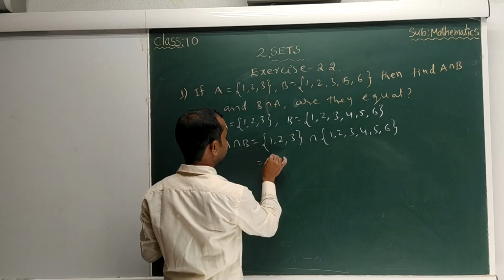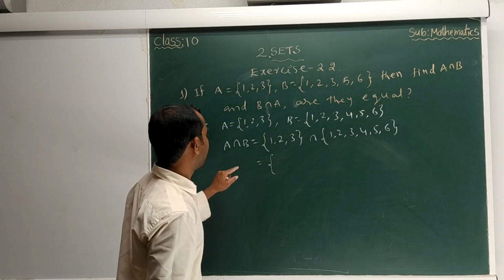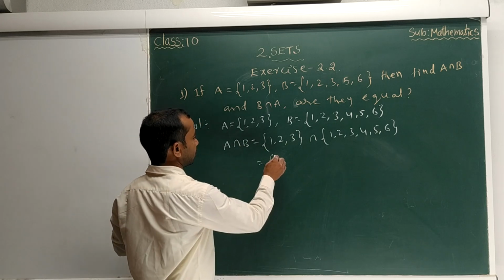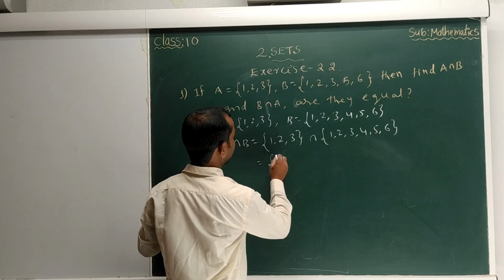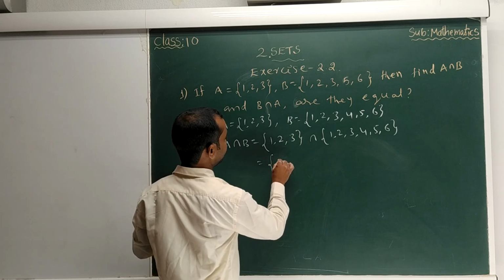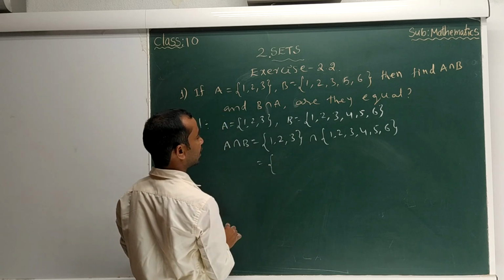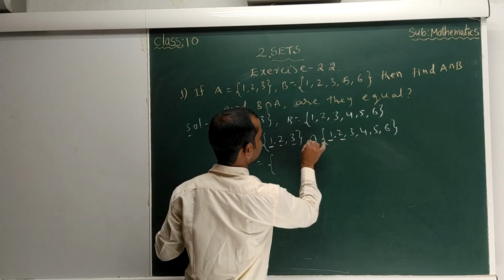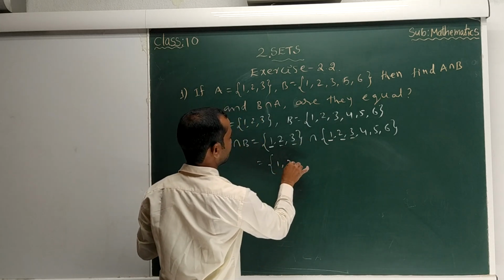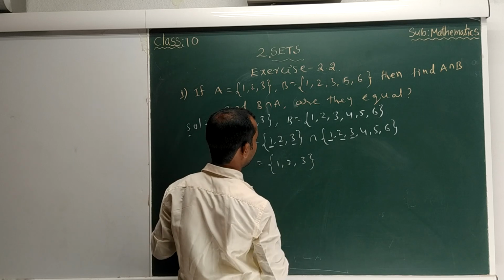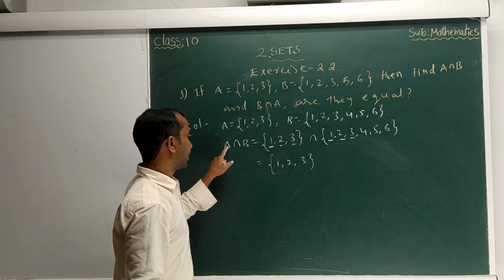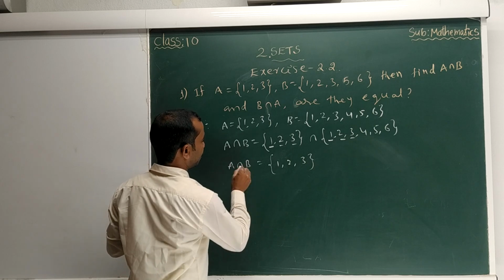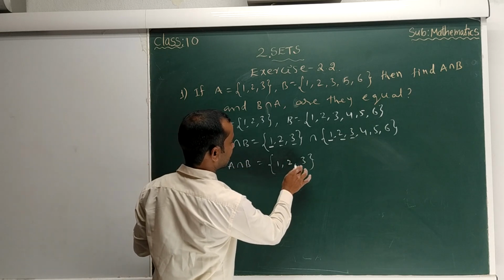So A intersection B means the set of each and every element that belongs to set A and set B. So we can write only the common elements 1, 2, 3. All elements belong to set A and set B. So finally A intersection B equals 1, 2, 3.